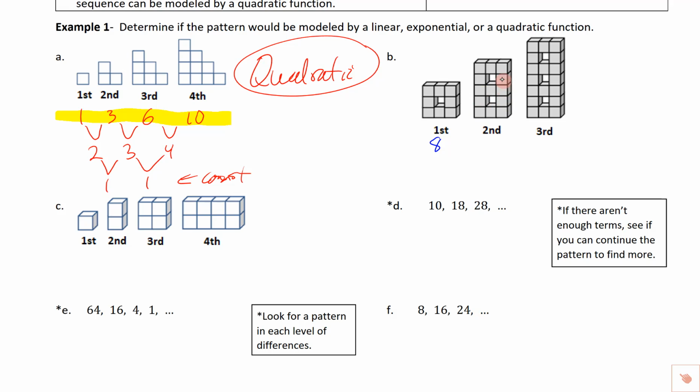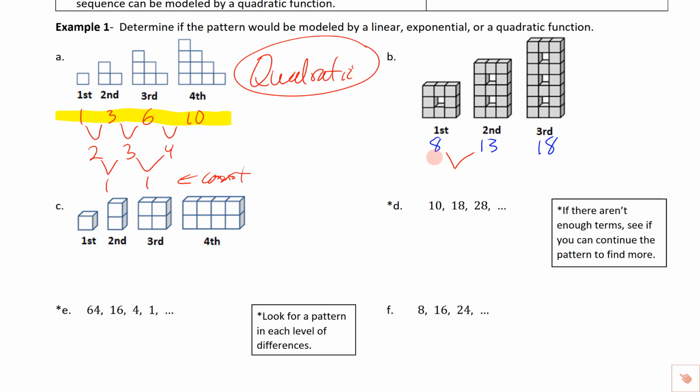We've got the original 8 plus 1, 2, 3, 4, 5 more, so that's going to be 13 here. And so I've got 13 right here, and I've got another 5, so that's going to be 18. Let's see, make sure I got that right. Yep, that looks pretty good. And then I'm going to change colors to find that first level difference.